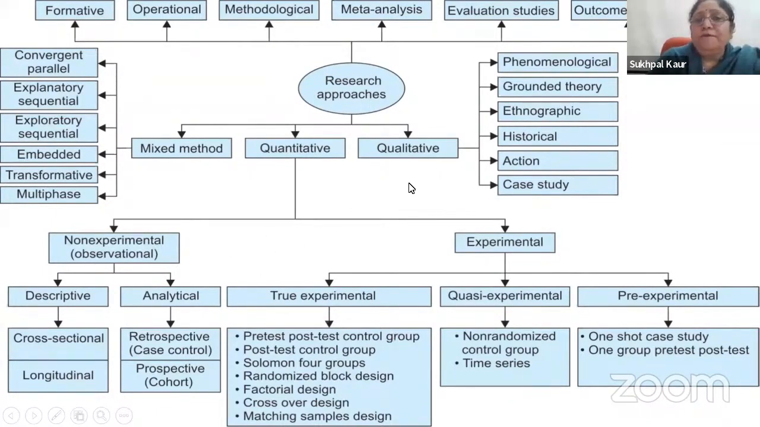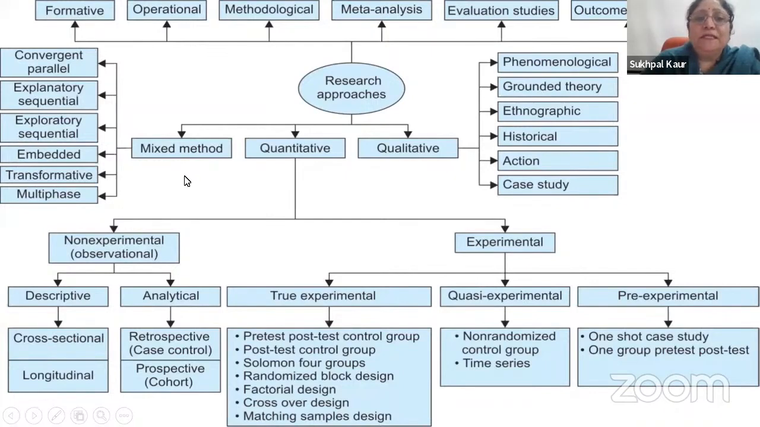And if we talk of the qualitative, we know there are basically six approaches or designs for the qualitative approach, which include the phenomenological research study, grounded theory, ethnographic, historical, action, and the case study. It's not possible to go into detail on each and every design because we have to focus only on the non-experimental. But because this is the first session on the designs, I thought that I must give you an overview of various types of research designs. Qualitative probably might be taken by some other speaker.